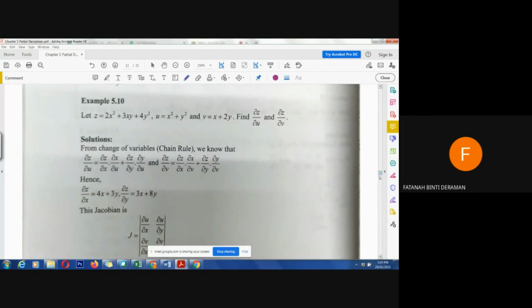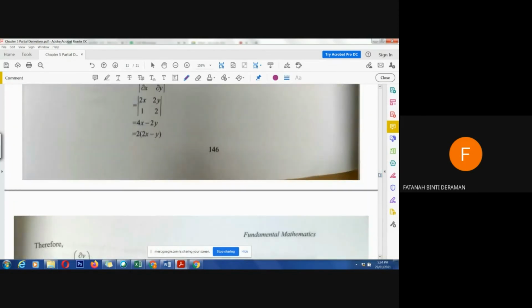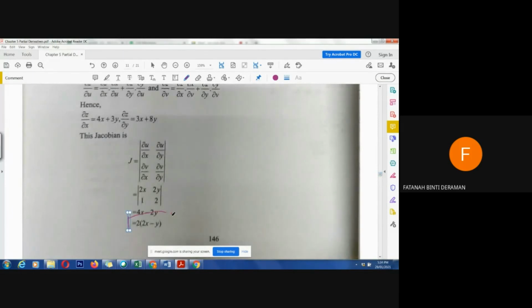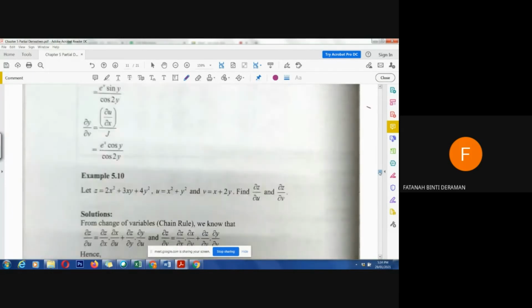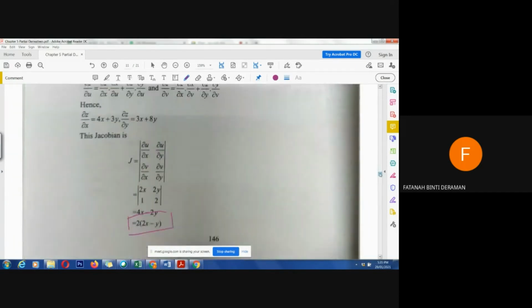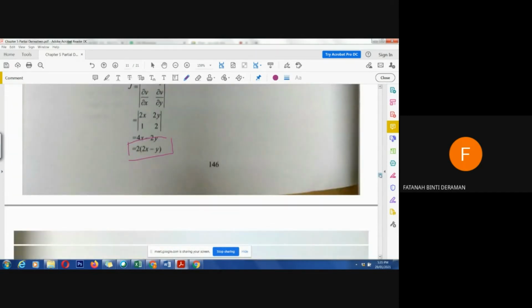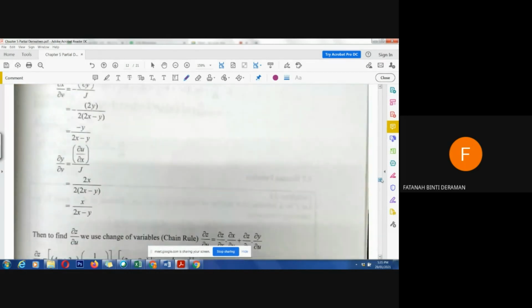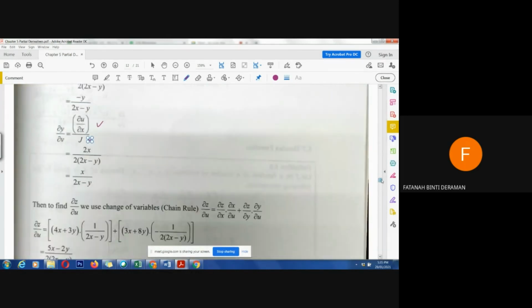Okay, now there is another example, and once they get J, we just refer to example 8.5 to find J. They do not write J here, but they write it back, they calculate it, and then they find the inverse of this function once they know J and they know this information. Okay.